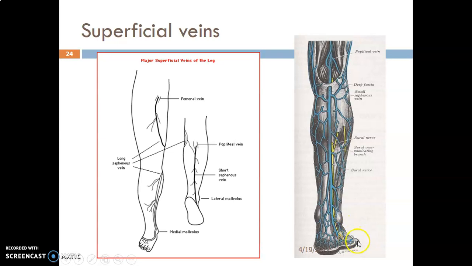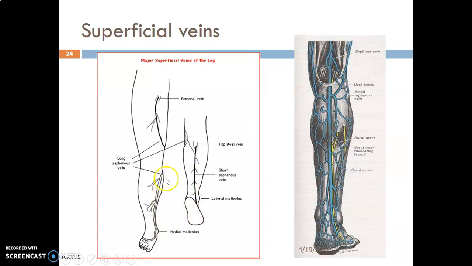From the dorsal venous arc on the lateral aspect, it passes, in this case, posterior to the lateral malleolus for the small saphenous vein. Great saphenous was anterior, a finger breadth anterior to the medial malleolus. The small saphenous vein is posterior to the lateral malleolus, then ascends on the posterior aspect of the leg. Then at the popliteal region, it pierces the fascia to empty into the popliteal vein.